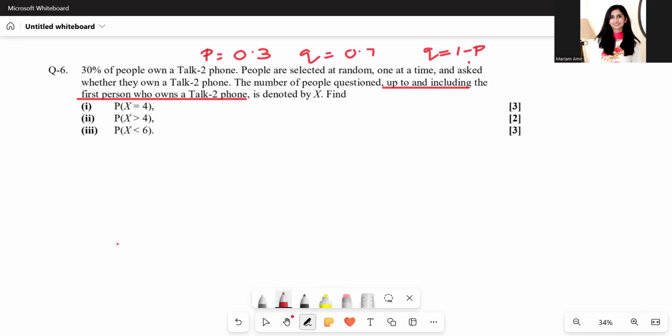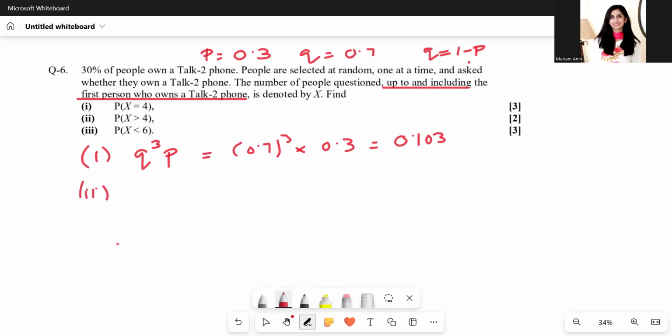Okay. In part 1, we have to find probability x is equal to 4. That means first 3 would be failures followed by a success. So 0.7 cubed times 0.3. This gives 0.103 as our rounded 3 significant figure answer. You should ideally be writing a longer answer followed by the rounded answer.